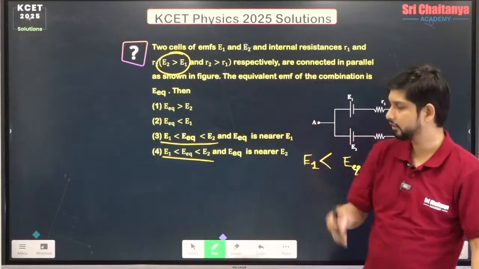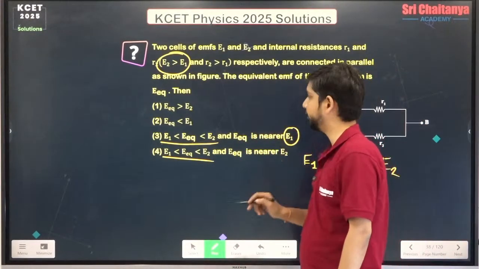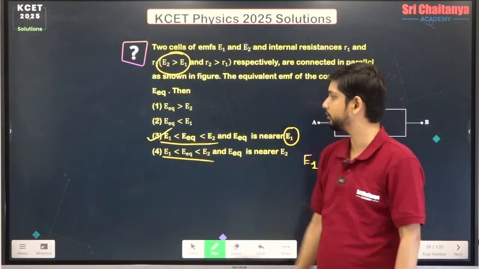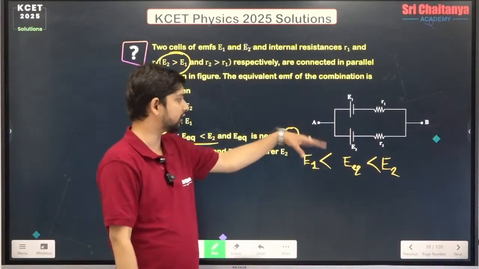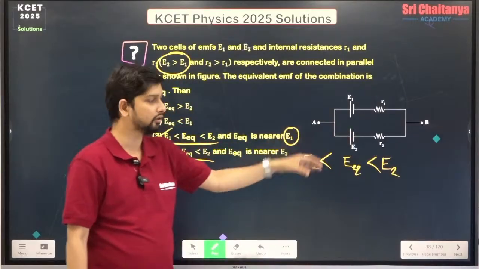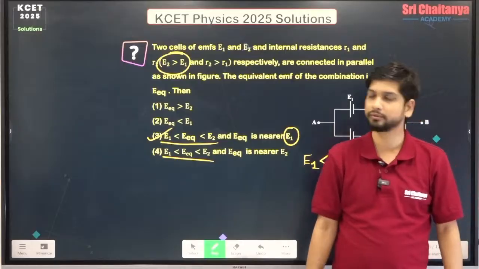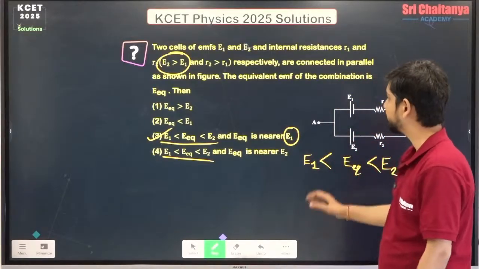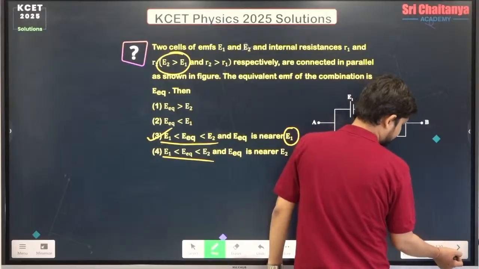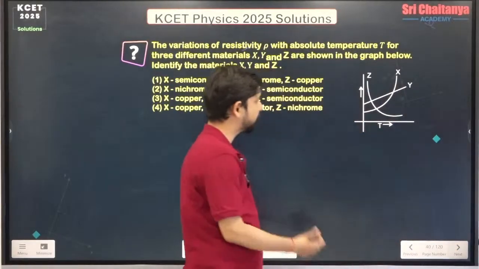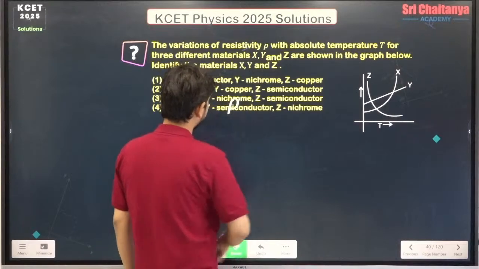It is a fact you can derive, you can check from the NCERT, that it is going to be closer to the value of E1, meaning the least value. You can also take some random values to check this fact. So this is the question. That is a very easy question, we can say, asked in KCET this year. Now we are going to move to the next question.